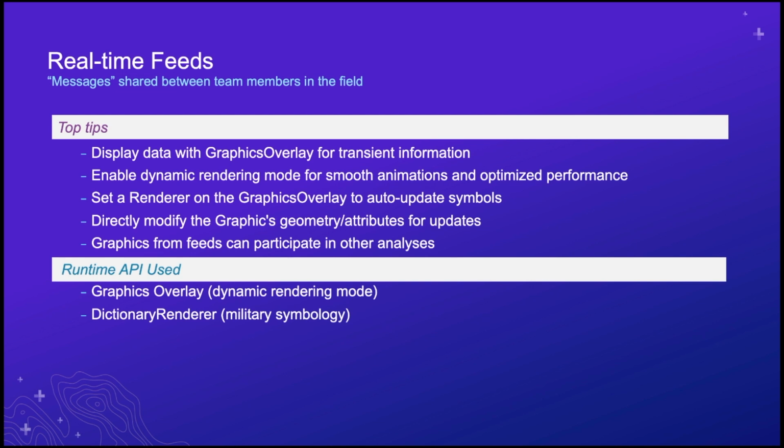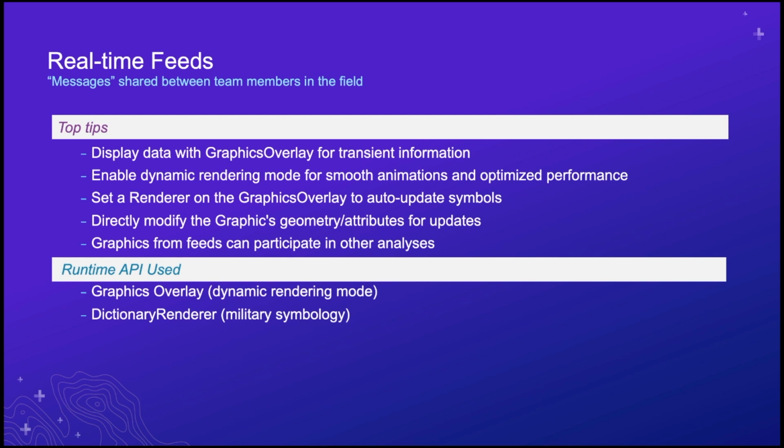When you're working with graphics, you can choose between two different rendering modes, either static or dynamic. Both have their use cases depending on if you have a lot of different data with different symbology, and whether the data is moving or not. But in this case, you'll want to enable dynamic rendering mode so you have smooth animations and optimized performance.